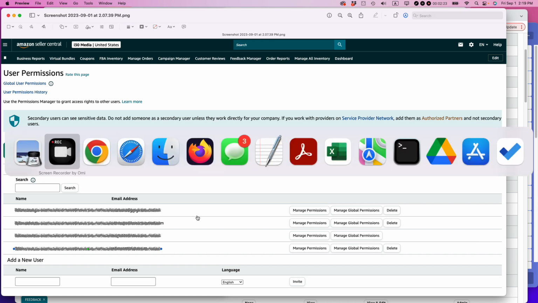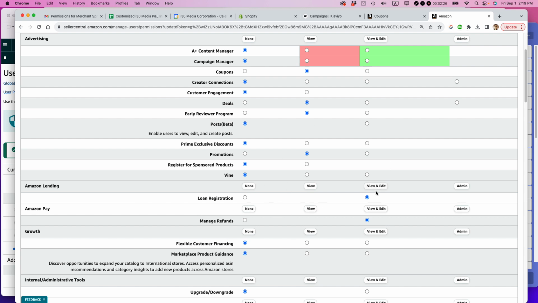Problem number 2 is actually related to the permissions that you give the service providers, even if they're legitimate. What we're looking at here are the user permissions for one of my service providers. And you can see that there's three or four categories: none, view, view and edit, and admin. I would very strongly suggest when you're granting different levels of service to service providers, ask yourself, do they really need access to certain types of services, like managing refunds, Prime exclusive discounts? You can see right here that this particular service provider has no access to Prime exclusive discounts.